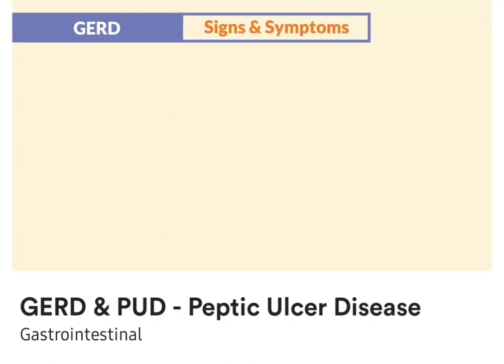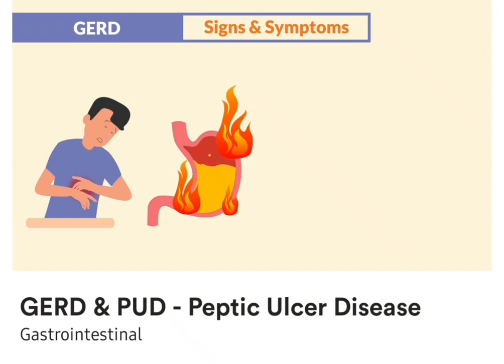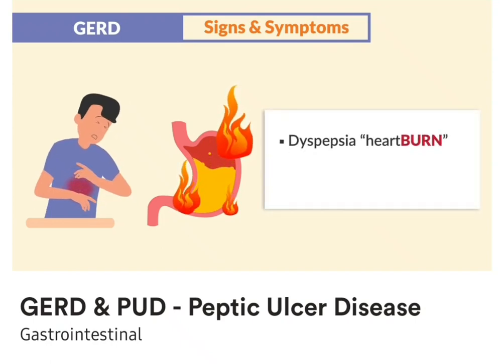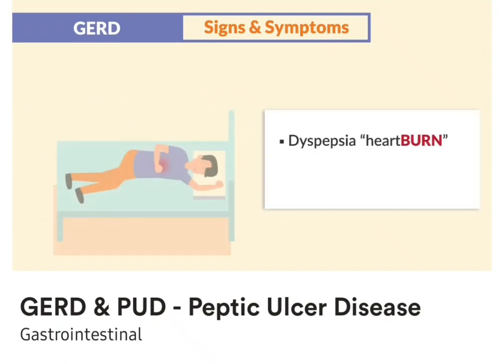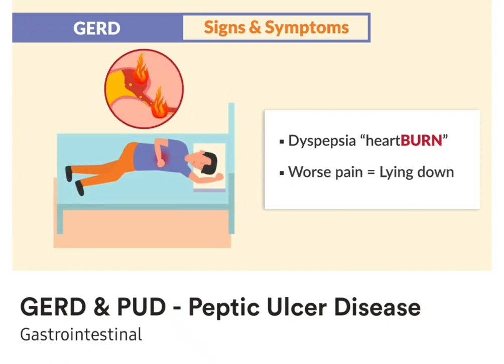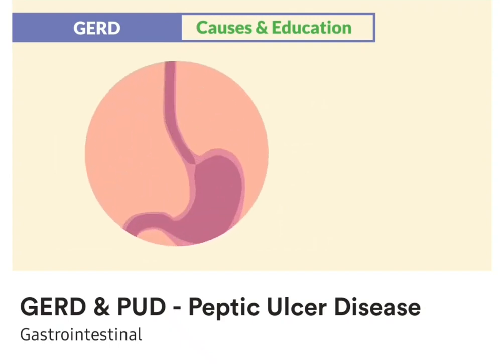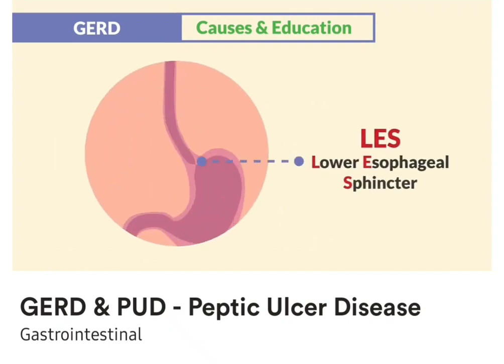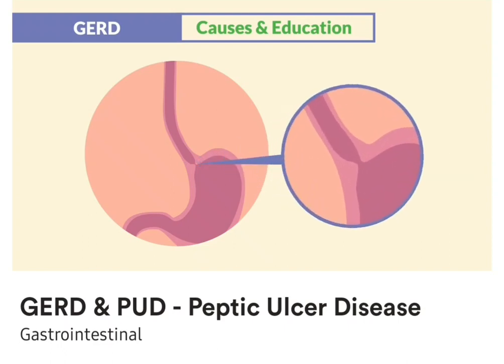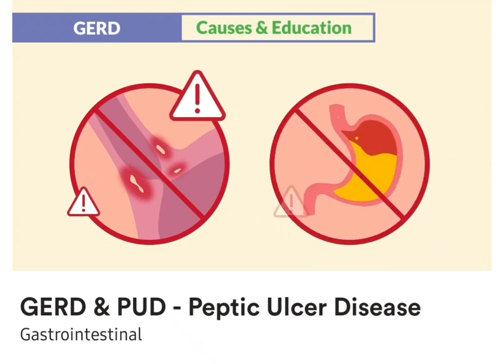Now, in terms of signs and symptoms, we get a burning epigastric pain known as dyspepsia, or basically heartburn. Now, it's critical to know that this heartburn gets worse while lying down. So write that down. Lying down makes the pain worse. Now, for causes and education, we have a weak or damaged LES, that lower esophageal sphincter, which is the muscle that closes the opening between the stomach and esophagus. So we must avoid anything that can cause irritation or more acid that can further weaken this LES.